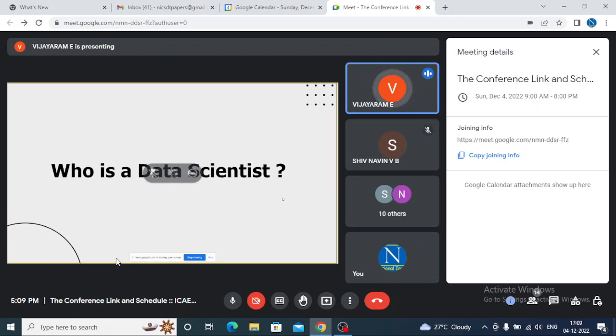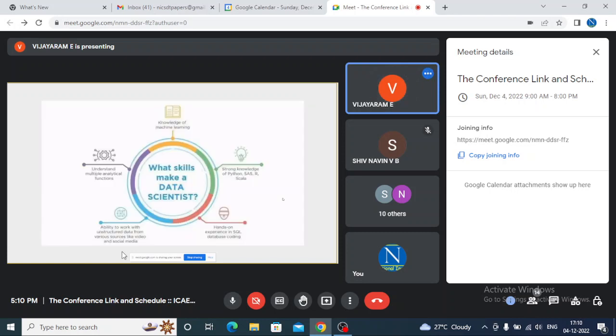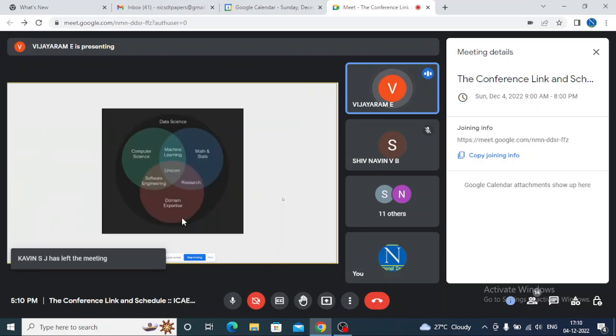Who is a data scientist? A data scientist is a person who works with mathematics, statistics, and machine learning, and who works on big data. How do we hire them? The person should have knowledge of machine learning, strong knowledge in Python, SAS, and Scala, hands-on experience in SQL database coding, and the ability to work with various sources like video and social media, and should understand multiple analytical functions. Data science usually comprises computer science, machine learning, software engineering, research, maths and statistics, and domain expertise.